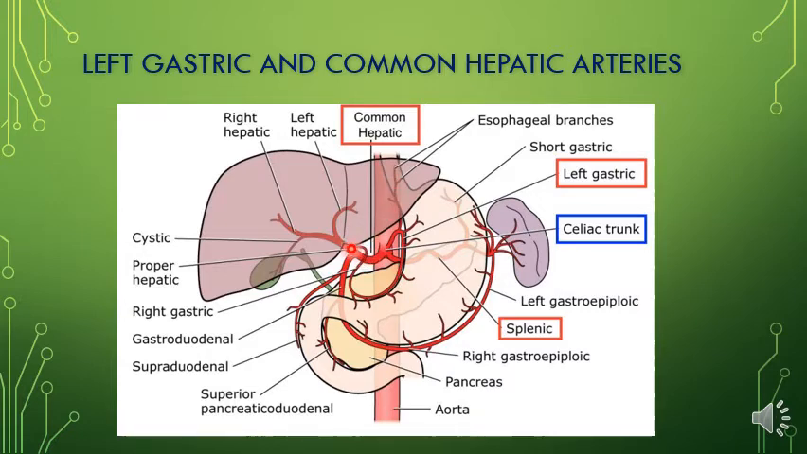Now coming to the common hepatic artery. This is the common hepatic artery coming from the celiac trunk. So this is the larger one compared to the left gastric, and it passes towards the right side behind the omental bursa again. That means the lesser sac is called the omental bursa. So the common hepatic runs behind the omental bursa along the upper border of the body. This is called the body of the pancreas, and this is the neck of the pancreas here.